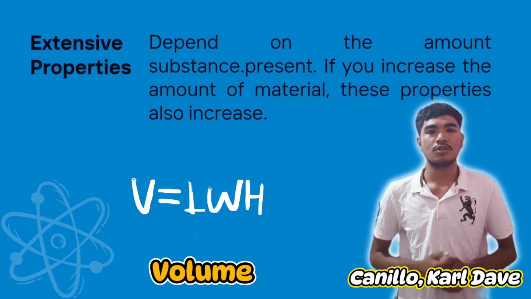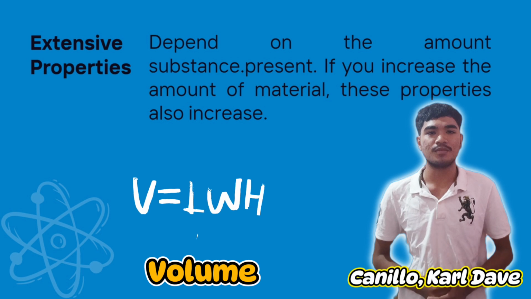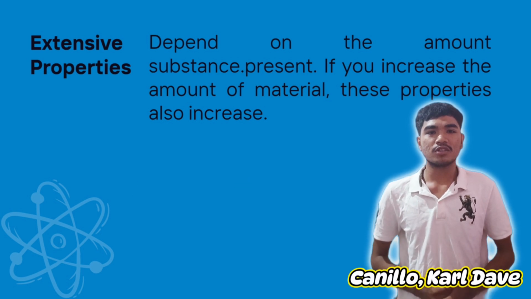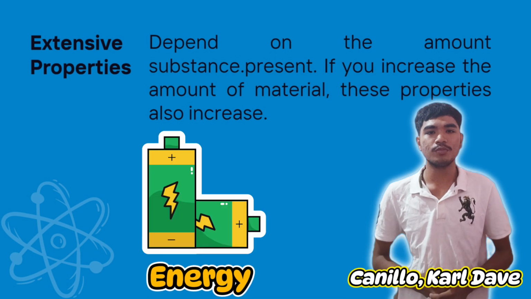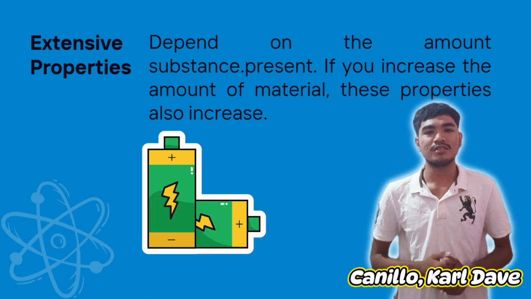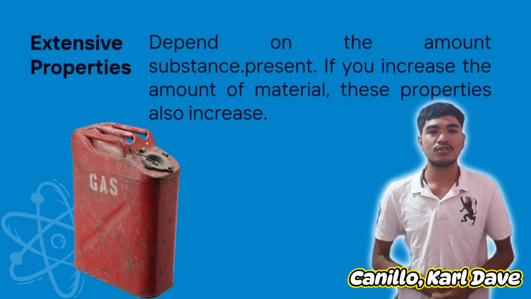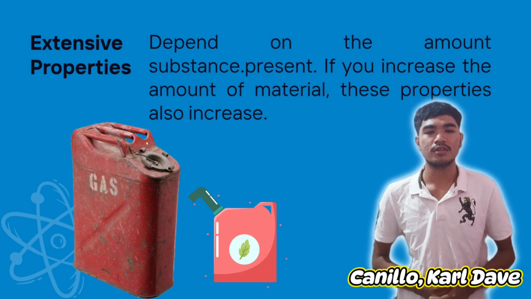Second is volume, the amount of space a substance takes up. Example, a large bucket holds more water than a small cup. Third is energy. More fuel provides more energy. Example, a big gasoline tank contains more energy than a small one.